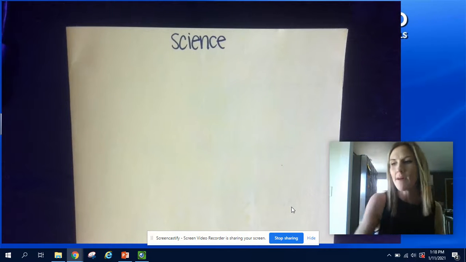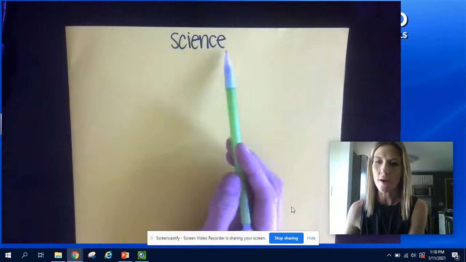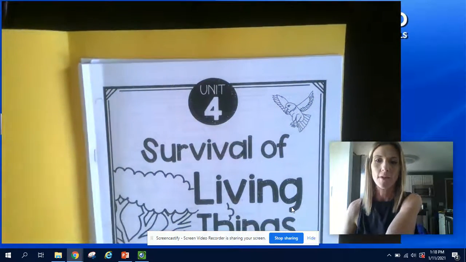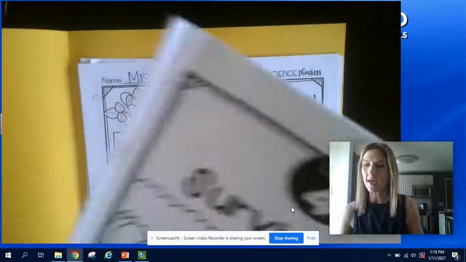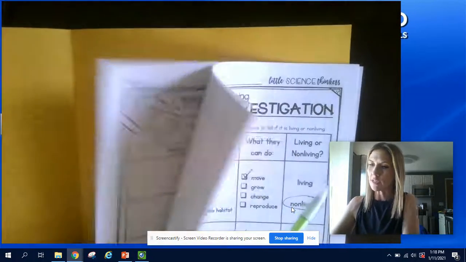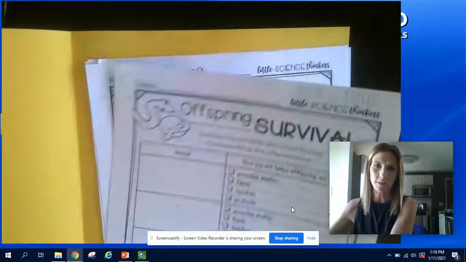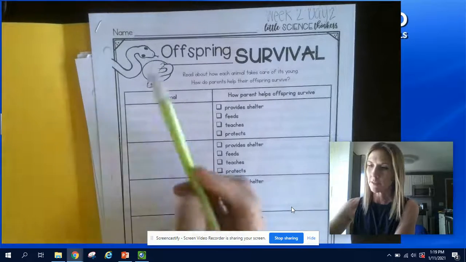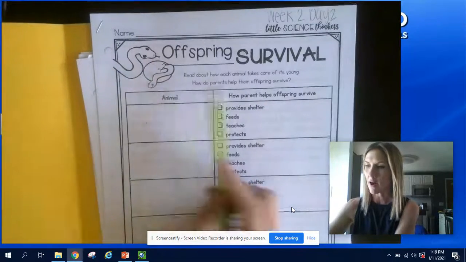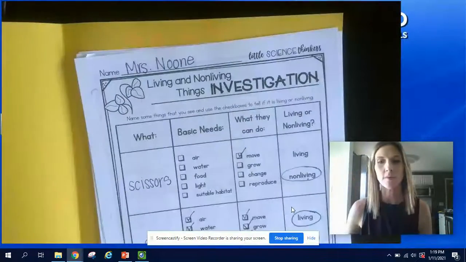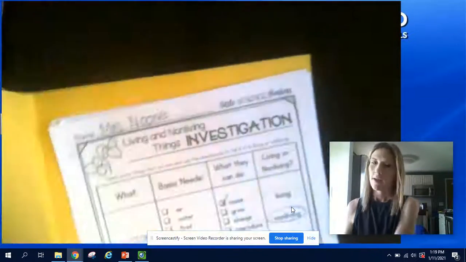Right, guys, so I have my science folder out, and I need two things out of this. I'm going to get my booklet out because we're going to use that today. And then I'm also going to get the worksheet that's like a bunch of paper stapled together. And the front of it looks like this. You see a little snake with its snake baby, and it says Offspring Survival. Okay, so I'm going to get both of those things out. I'm going to put my science folder away.